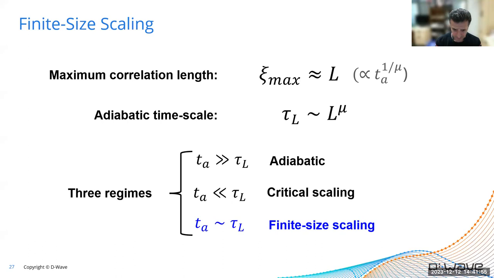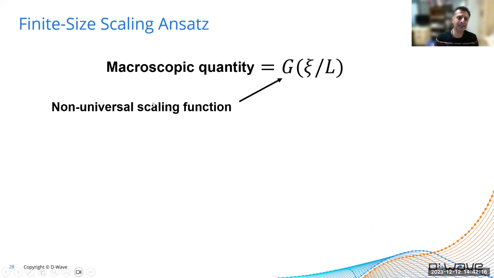But the more complicated case is when these two time scales are of the same order. Then you should see the effect of L, the effect of finite size, in all the statistics, in everything that you measure. How does it work? It's called the finite size scaling ansatz.